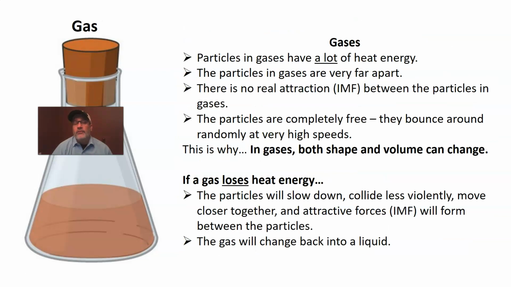Now, when we look at gases, we know that these obviously are particles that have a lot of heat energy. They have a lot of motion. The particles are very far apart. They have no attraction, and they're free. They just bounce around randomly at high speeds. So, when you think about gases being able to change both shape and volume, well, this is why. That no attraction, which was caused by that gaining of heat, is what allows these particles and the gases to be able to change shape and volume.